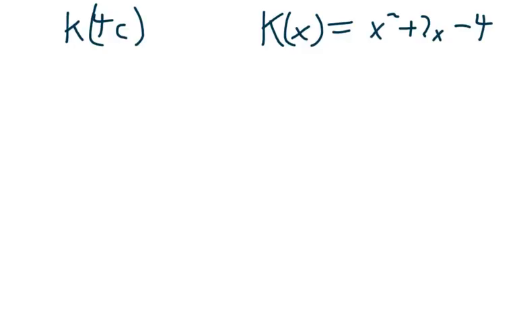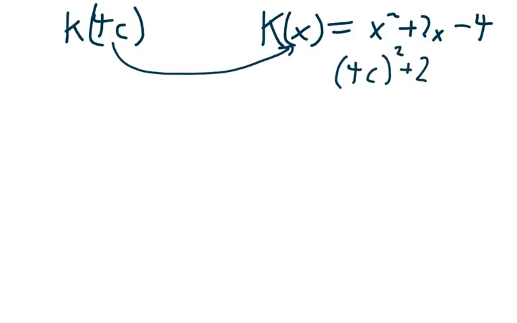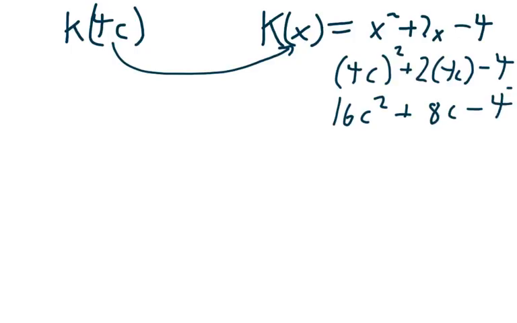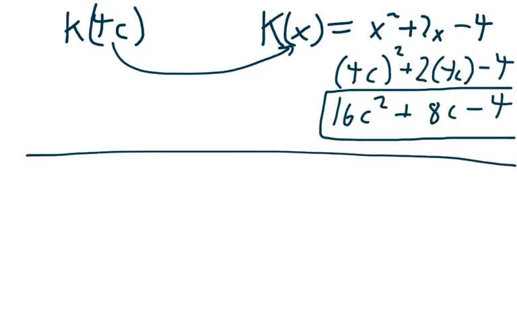Alright, so here are all of the answers from the review packet that I gave. So for k of 4c, anywhere I see an x, I'm going to put 4c. So 4c squared plus 2 times 4c minus 4. Well, that turns out to be 16c squared, because 4 times 4 is 16. And we still have the c squared, plus 2 times 4c is 8c minus 4. And that's how we did problem number 1.